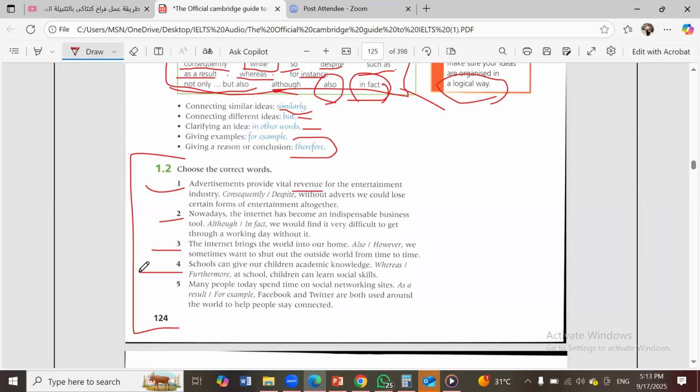It means that it teaches them academic knowledge and in addition it teaches them social skills. What do you think, guys? Do you have any other viewpoint? "Whereas" means while, which is "however." That's correct? It's "furthermore."